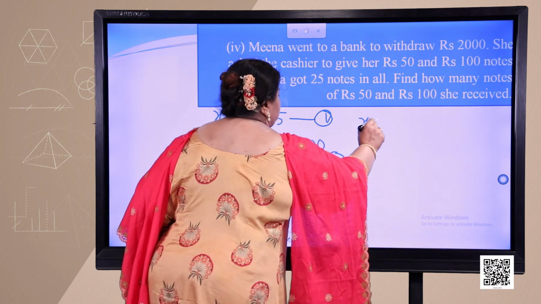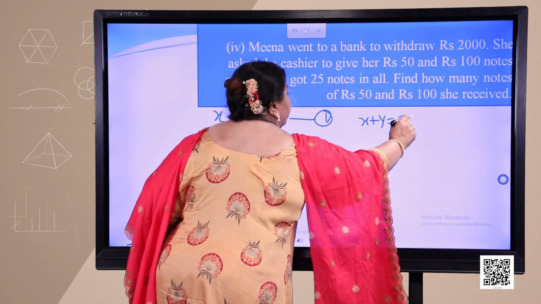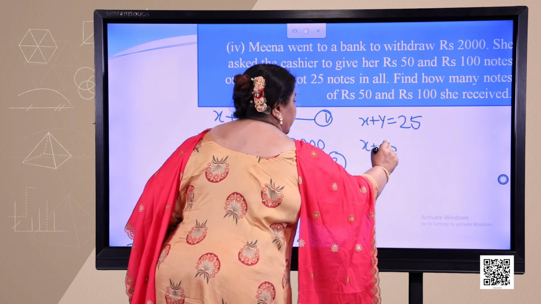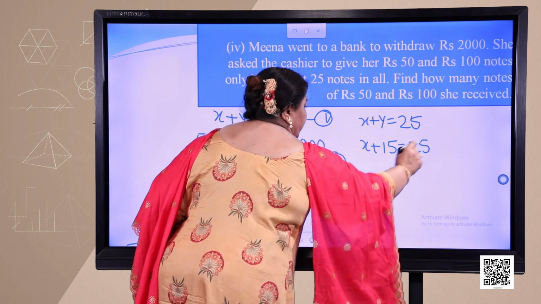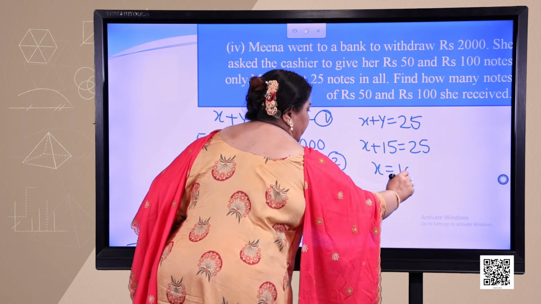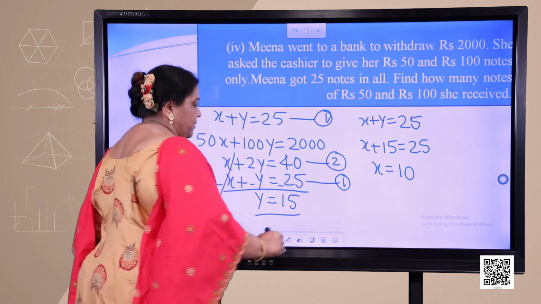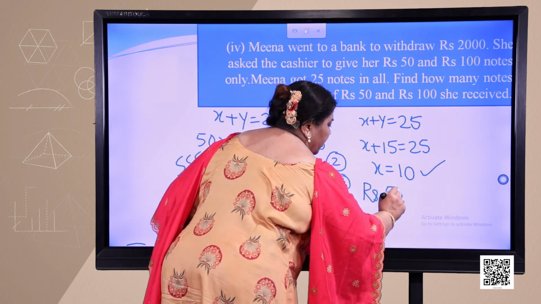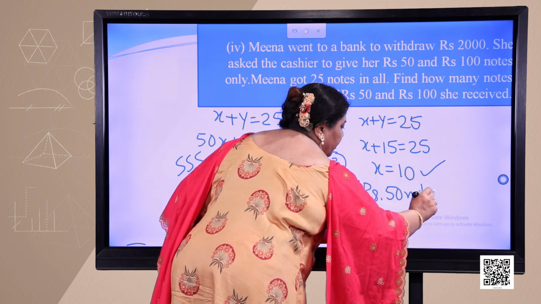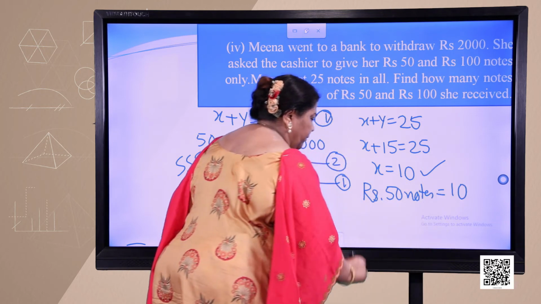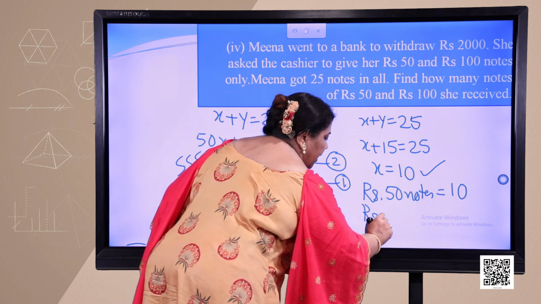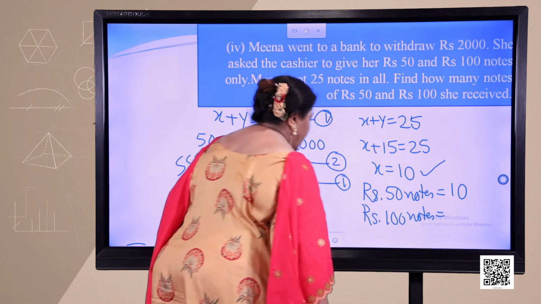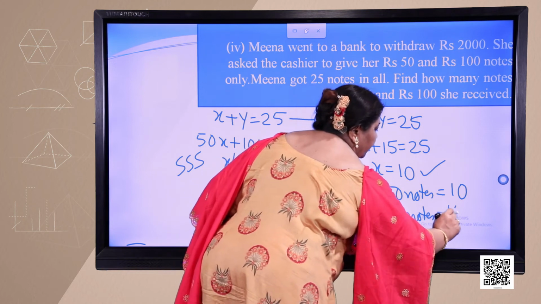So, x plus y was 25. So, x plus 15 is equal to 25 gives me x is equal to 10. What is the answer I have arrived at? It is rupees 50 notes are how many? They are 10 in number, and rupees 100 notes are how many? They are 15 in number.